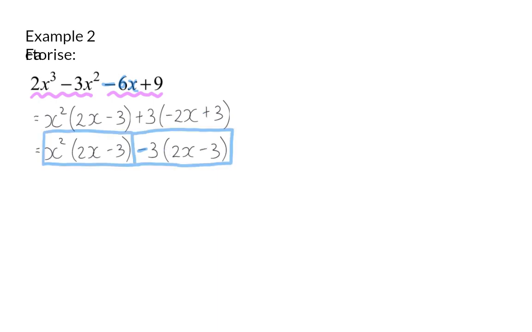Next, if I focus on the two new terms, I have a common factor of 2x minus 3. Once removed, I'm left with x squared in the first term and minus 3 in the second term. Once you now have one term, here consisting of two factors, you need to always check whether those two factors cannot maybe factorize any further. In this case, they can't, so this is our completely factorized answer.